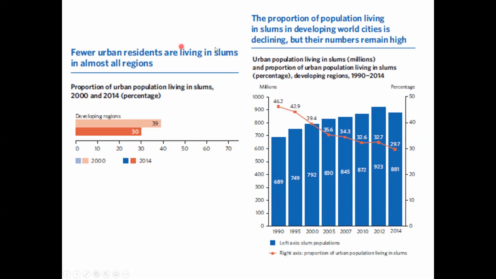Fewer urban residents are living in slums in almost all regions. The proportion of urban population living in slums decreased from about 40% to 30%, so a 10% decrease. So that's an improvement, but that's still 30% of urban residents living in slums in the developing world.